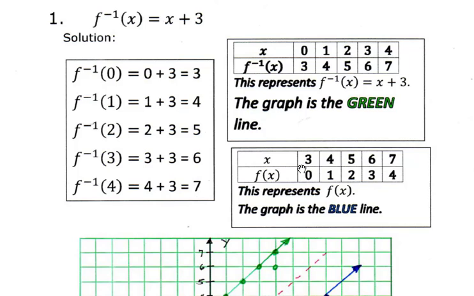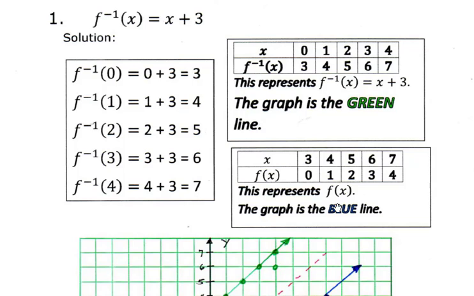Remember that the domain, the x values of the original function, is actually the range of the inverse function. And the range of the original function is actually the domain of the inverse function. So we just have to interchange like this. In this function, f inverse of x, we have 0, 3. And in the original function, we have 3, 0.